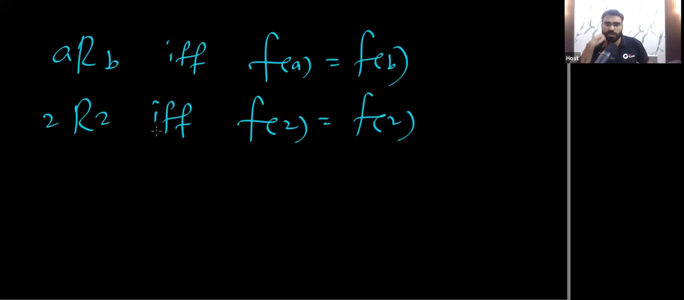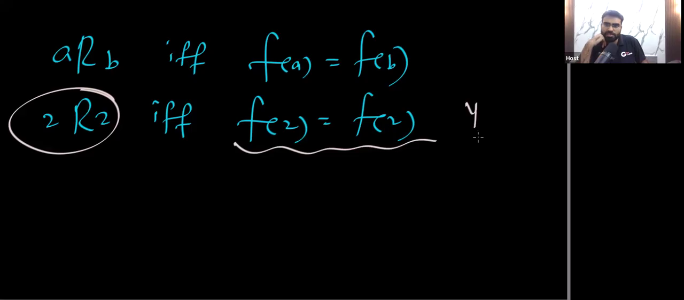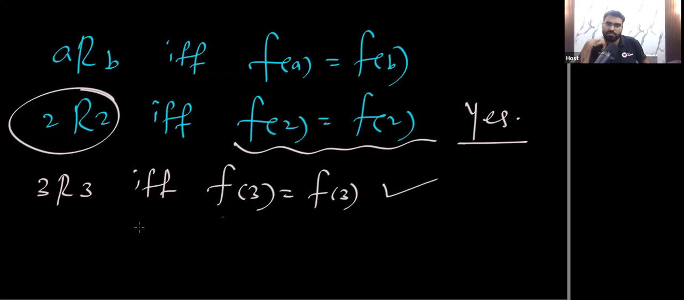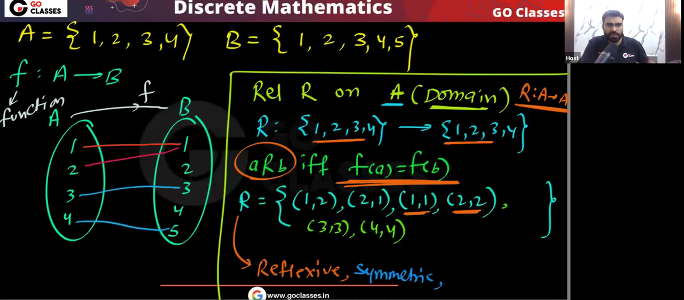A is related to B if they have the same image. Can I say 2 is related to 2? Because F2 equals F2. Yes, of course. Similarly, you can say 3 is related to 3, because F3 is equal to F3. Yes or no? So that is the reason. Can you notice that every element will be related to itself?